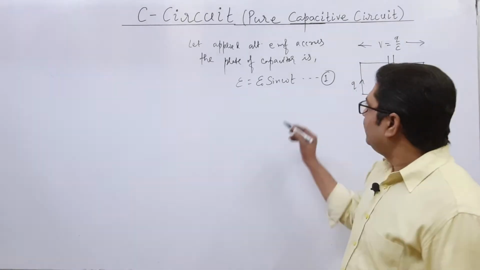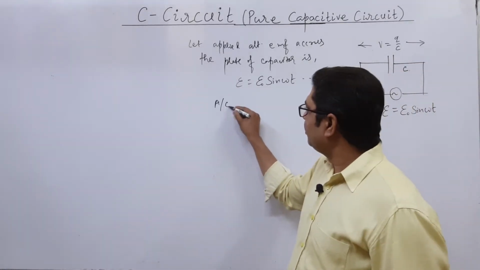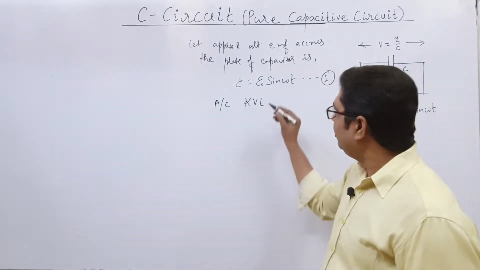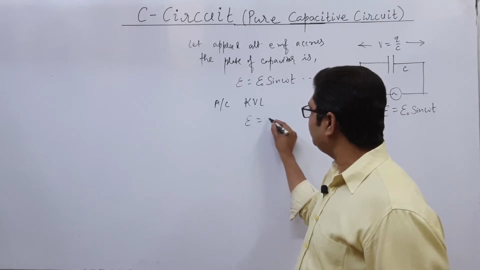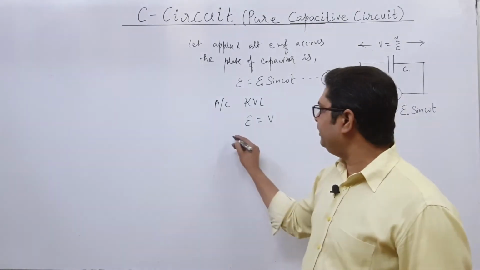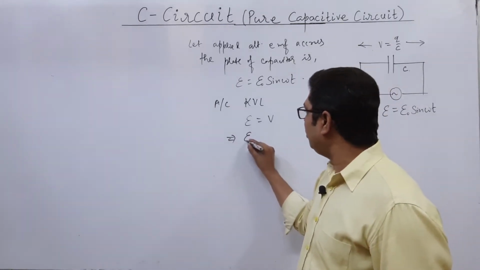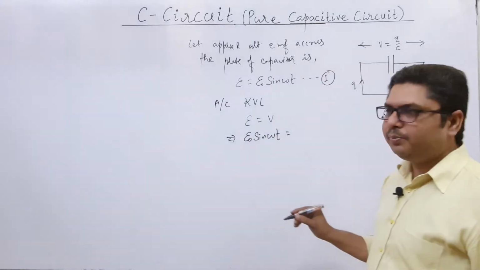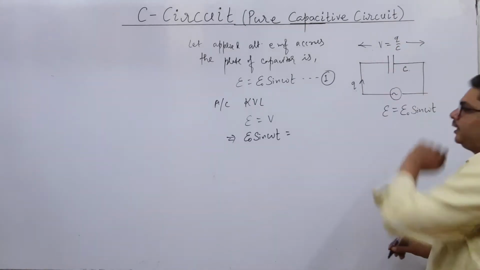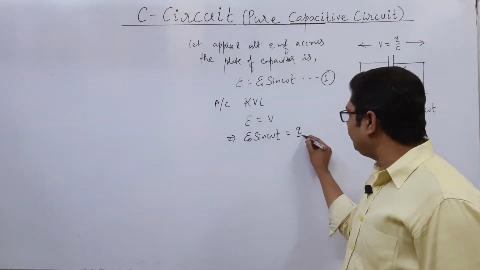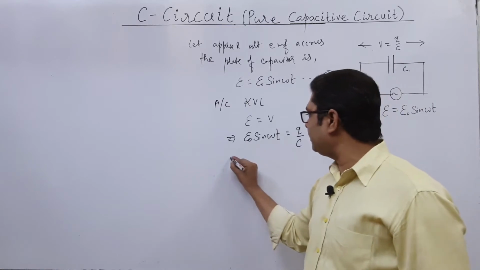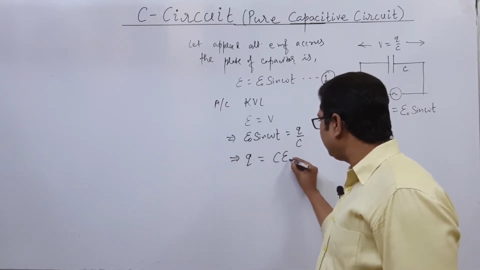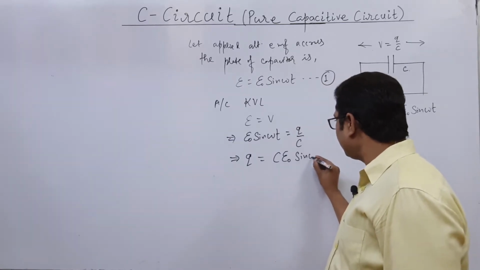Now, according to KVL, that is Kirchhoff's voltage rule, we have E equals V. So what is E here? E is equal to E naught sin omega t, and what is V here? V equals Q by C. So we write here Q by C. From here we get the value of Q. Q equals C E naught sin omega t.